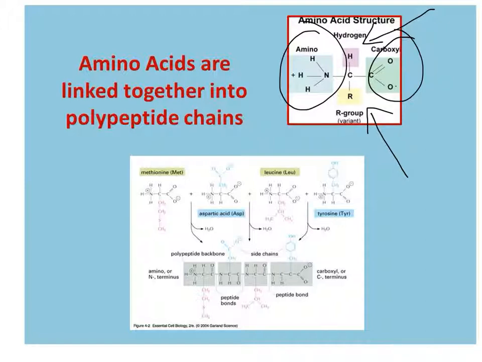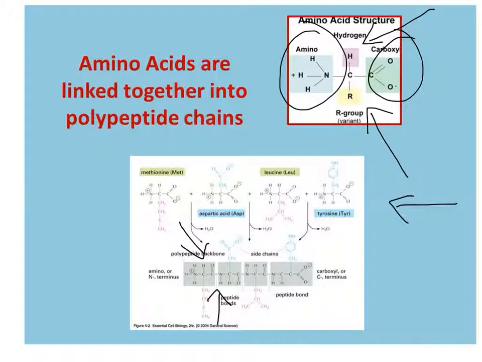Amino acids are linked together into longer chains called polypeptides, which you can see down here in this figure. And the amino acids are joined by covalent bonds called peptide bonds, which are shown here. And that's between the carboxyl group carbon, which is a carbonyl group, and the amino group. During formation of peptide bonds, water is lost to form that carbon-nitrogen bond.